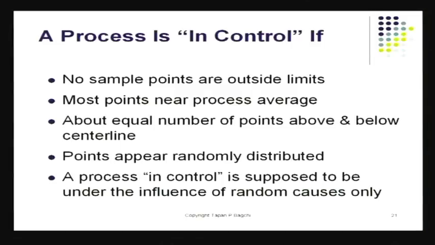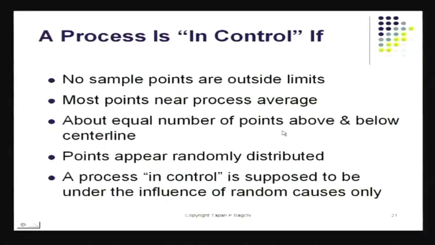So the process basically is in control if there are no sample points that are outside the control limits. Most points are near the process average. This is also a good indication that the process is in control. That means it's under the influence of random causes or chance causes only, and none of these exceptional assignable causes, the ones that really create trouble.